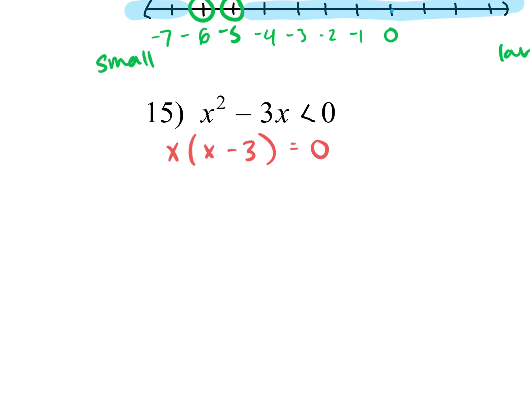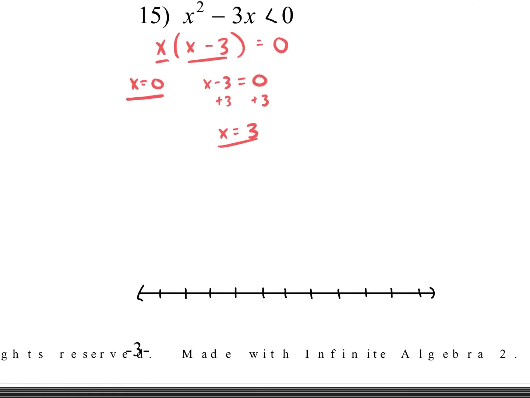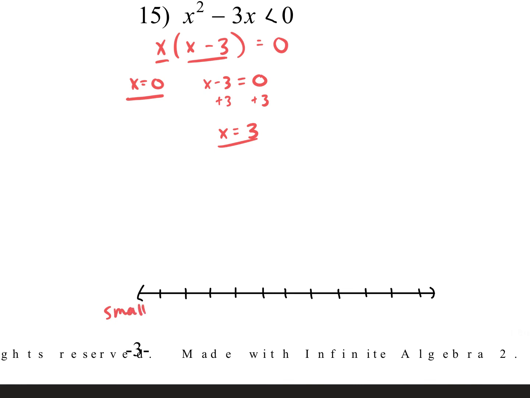So then from here to solve, we set each piece equal to 0. So x is equal to 0. x minus 3 is equal to 0. So x is equal to 0 is one of our key terms. The other one is going to be 3. So when I put those on a number line, remember it's smallest to largest. So I could say 0's here, 1, 2, 3. Your number line is going to be blank, so just make sure your key numbers are on it.